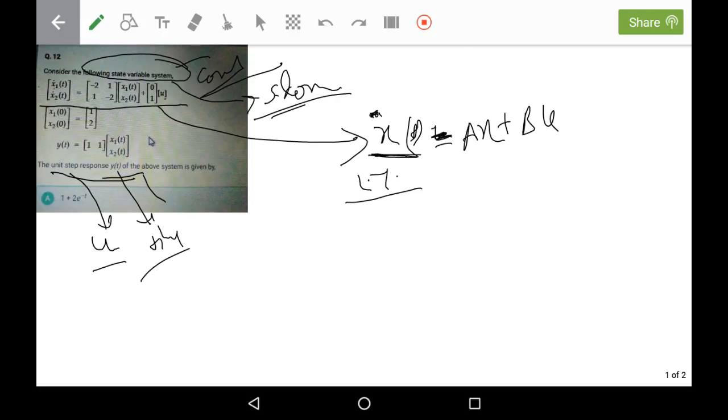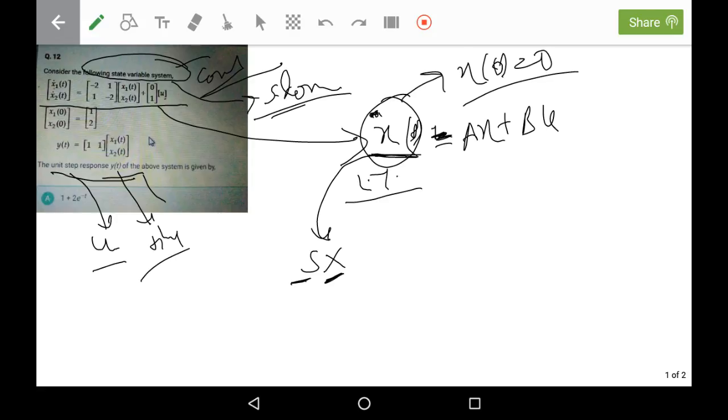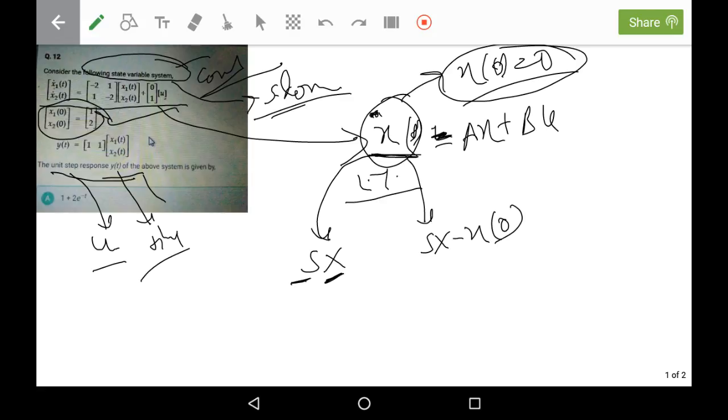We will take the Laplace transform. This should be directly sX, that is, X is the Laplace transform of x, and s is multiplied with it. But this is the case when no initial condition is given, means x(0) equals 0. But when x(0) is not equal to 0, as in this case where x(0) is given, the Laplace transform of x dot(t) will be not only sX, it will be sX minus x(0). So this is simple mathematics, and you all have learned these things in engineering mathematics.